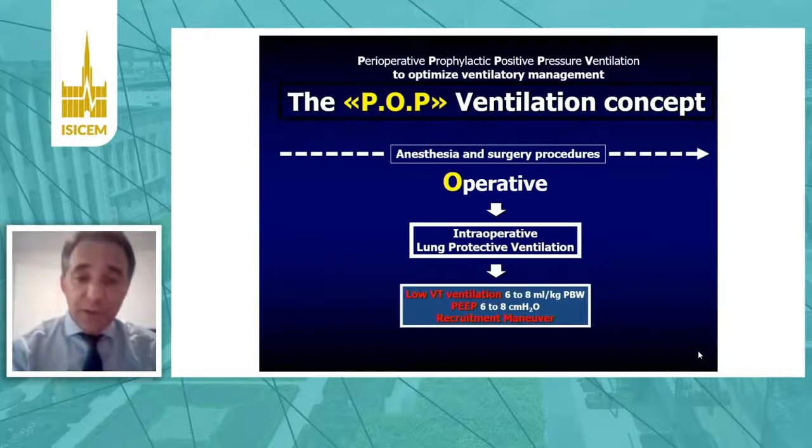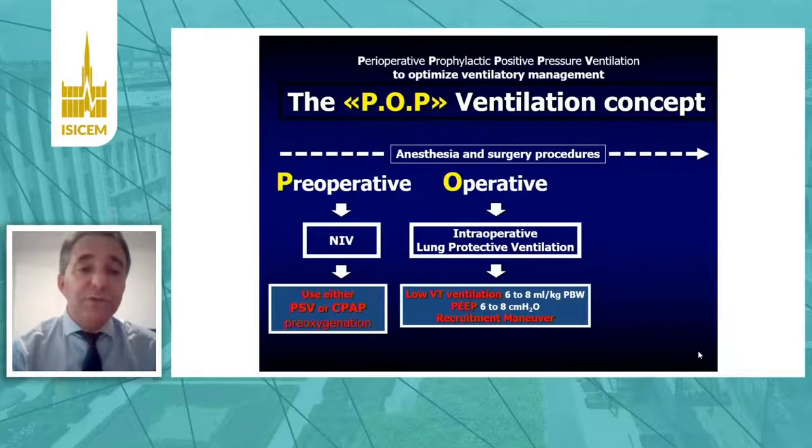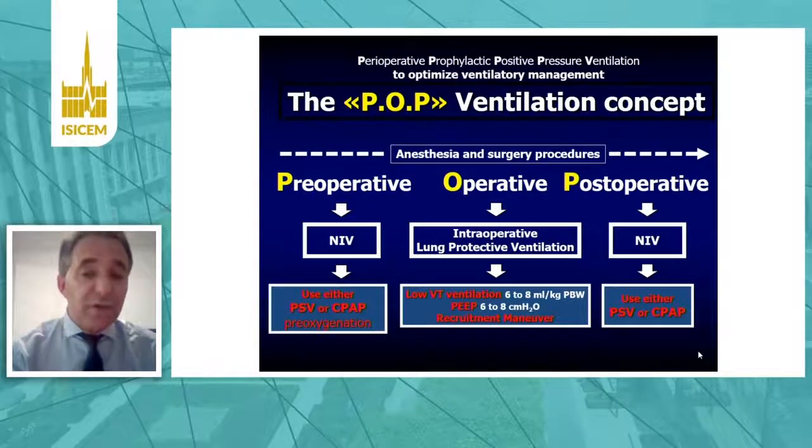First of all, during the intraoperative period, we recommend applying a low tidal volume between 6 to 8 milliliters per kilogram, that means avoiding a high tidal volume, a PEEP around 7 centimeters of water, between 6 to 8, associated with recruitment maneuver. Associated with this procedure, we recommend starting earlier the pre-oxygenation with a positive pressure ventilation using CPAP or non-invasive pressure support ventilation, and after surgery, in some patients, using prophylactic non-invasive ventilation.